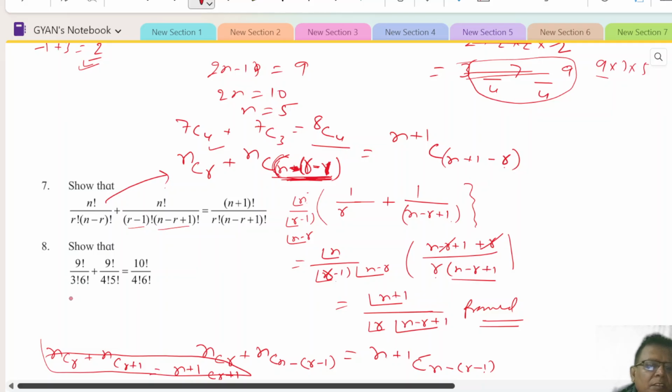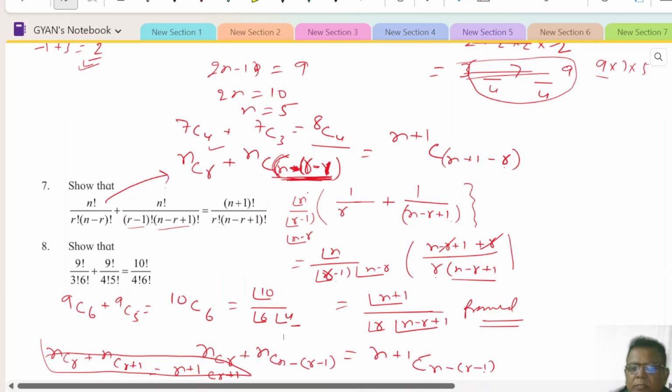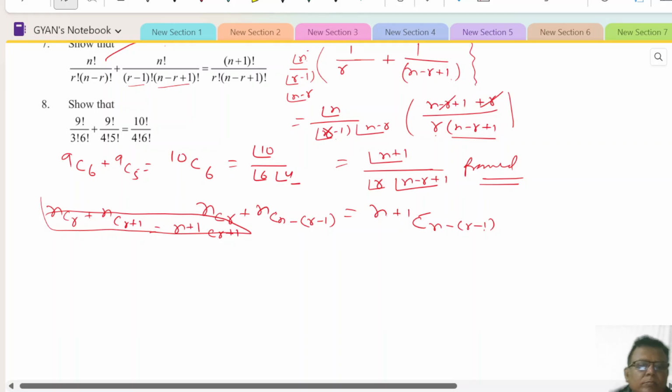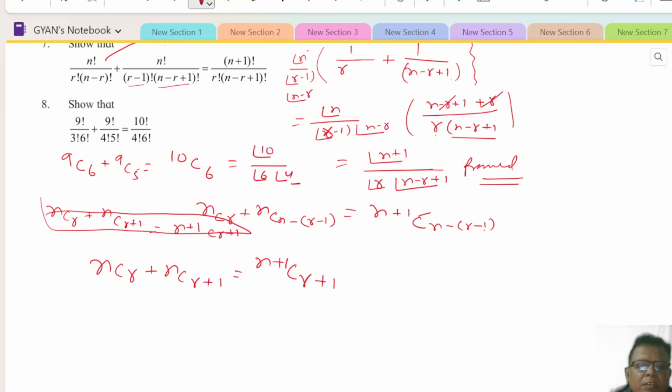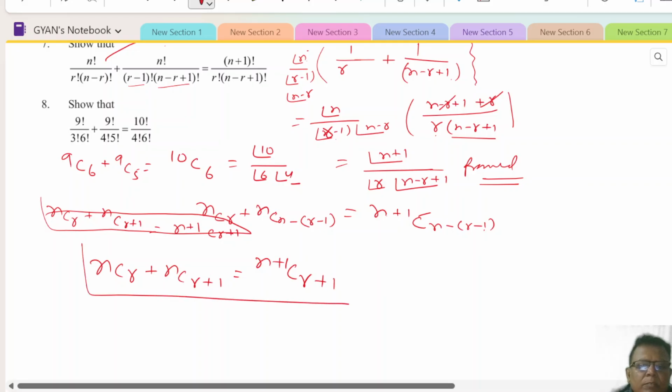So here 9C6 plus 9C5 will be 10C6. So 10C6 is equal to factorial 10 divided by factorial 6 into factorial 4. So you remember this formula? Which one? nCr plus nC(r plus 1) is equal to (n plus 1)C(r plus 1). This is the formula.